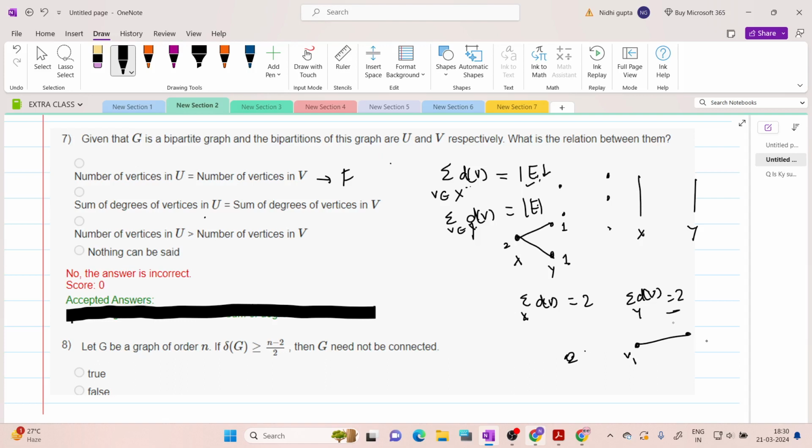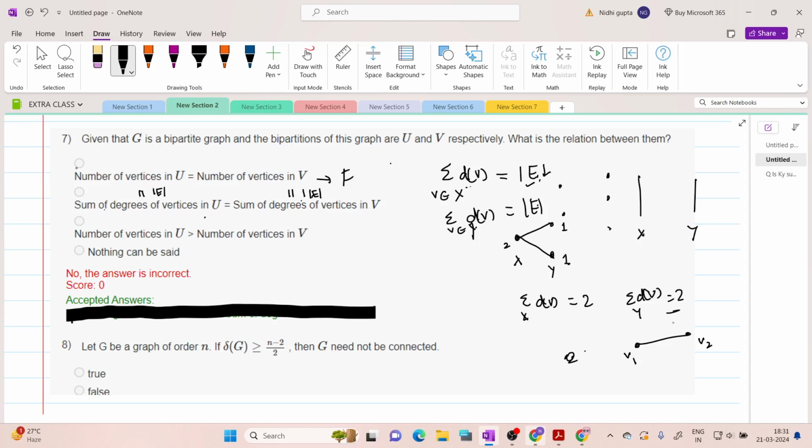Our general handshaking lemma says that every edge contributes to vertex v1 and v2. But for a bipartite graph, since every edge has one vertex in X and one vertex in Y, the contribution to the bipartition X of each edge is exactly 1. Therefore the first term is equal to the number of edges, and the second term is also equal to the number of edges, and hence they are equal.